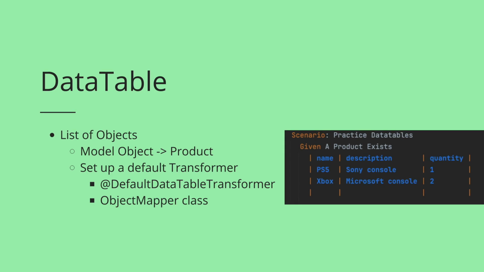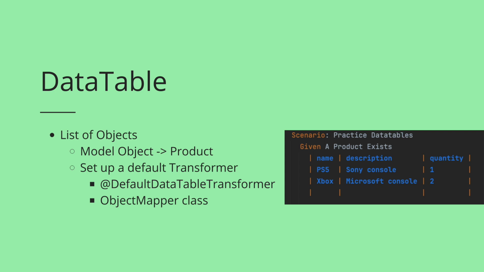To do this, we're going to need a model object. It's going to be a product. And then we need to set up a default transformer. This is going to apply across the entire project. So we're going to use the @DefaultDataTableTransformer annotation, and then we'll also need the object mapper class. And it's going to look like this on the right.